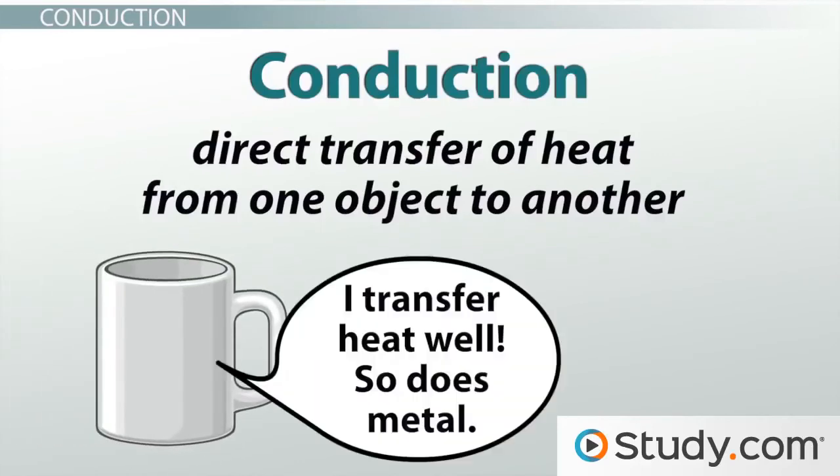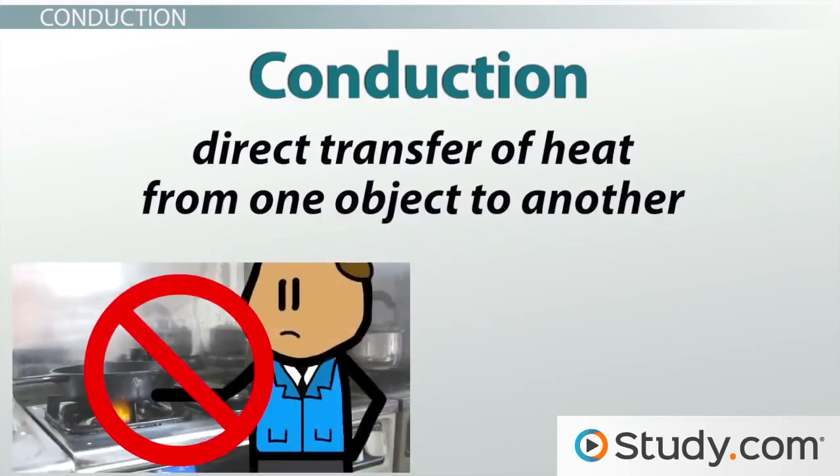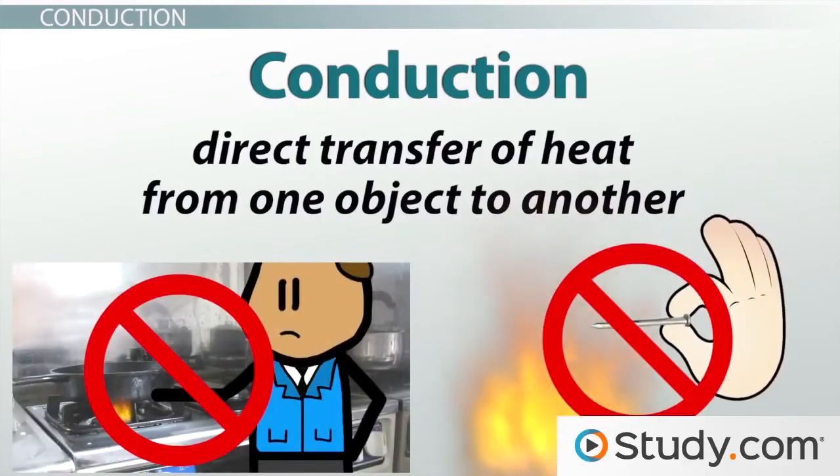The coffee mug transfers heat well, as do many other substances, including metal. You certainly wouldn't touch a hot metal pan on the stove or hold a nail over a flame without some sort of protective glove, because you know that the heat from the metal will quickly transfer to your hand and burn you.